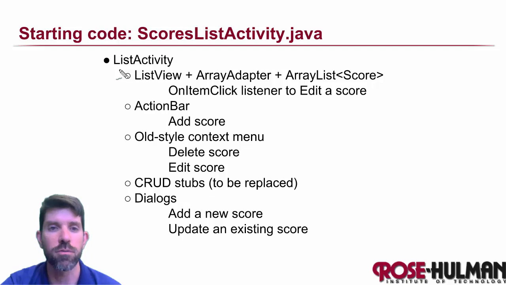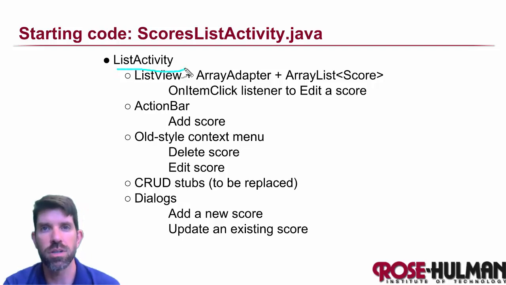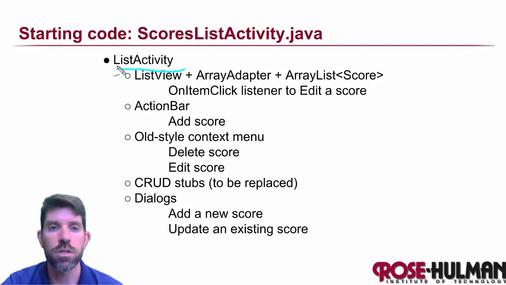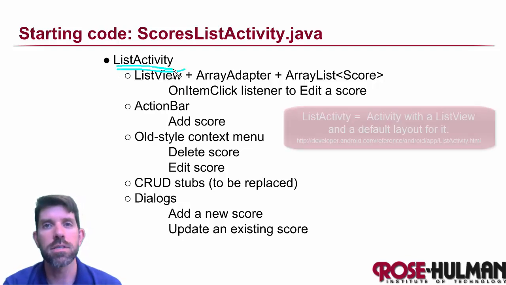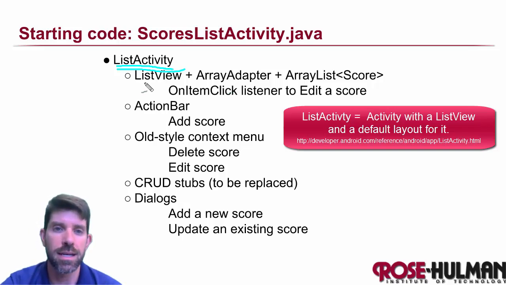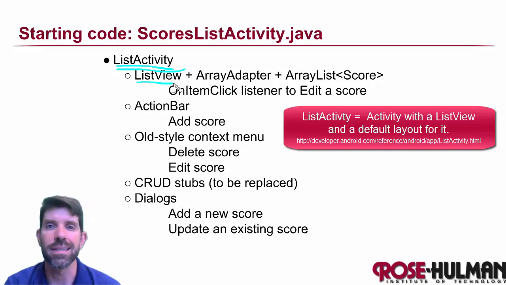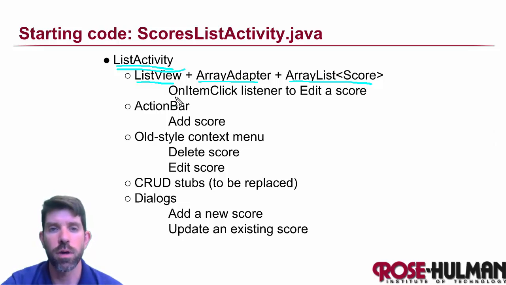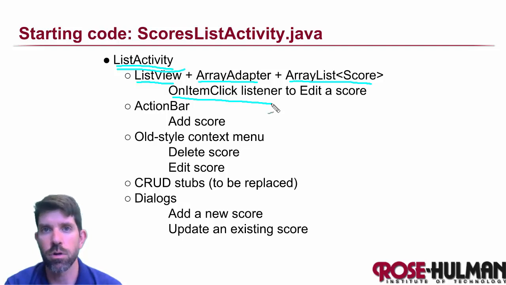Thankfully, a lot of work has been done for us in the main activity, so we're going to do very little with the GUI on this particular project. We're going to start off here with a list activity. This is our first exposure to a list activity, and essentially it's an activity that has a built-in list view, an array adapter, and then we're going to use an array list of scores. And then of course we're going to be given a listener to edit a score, right?